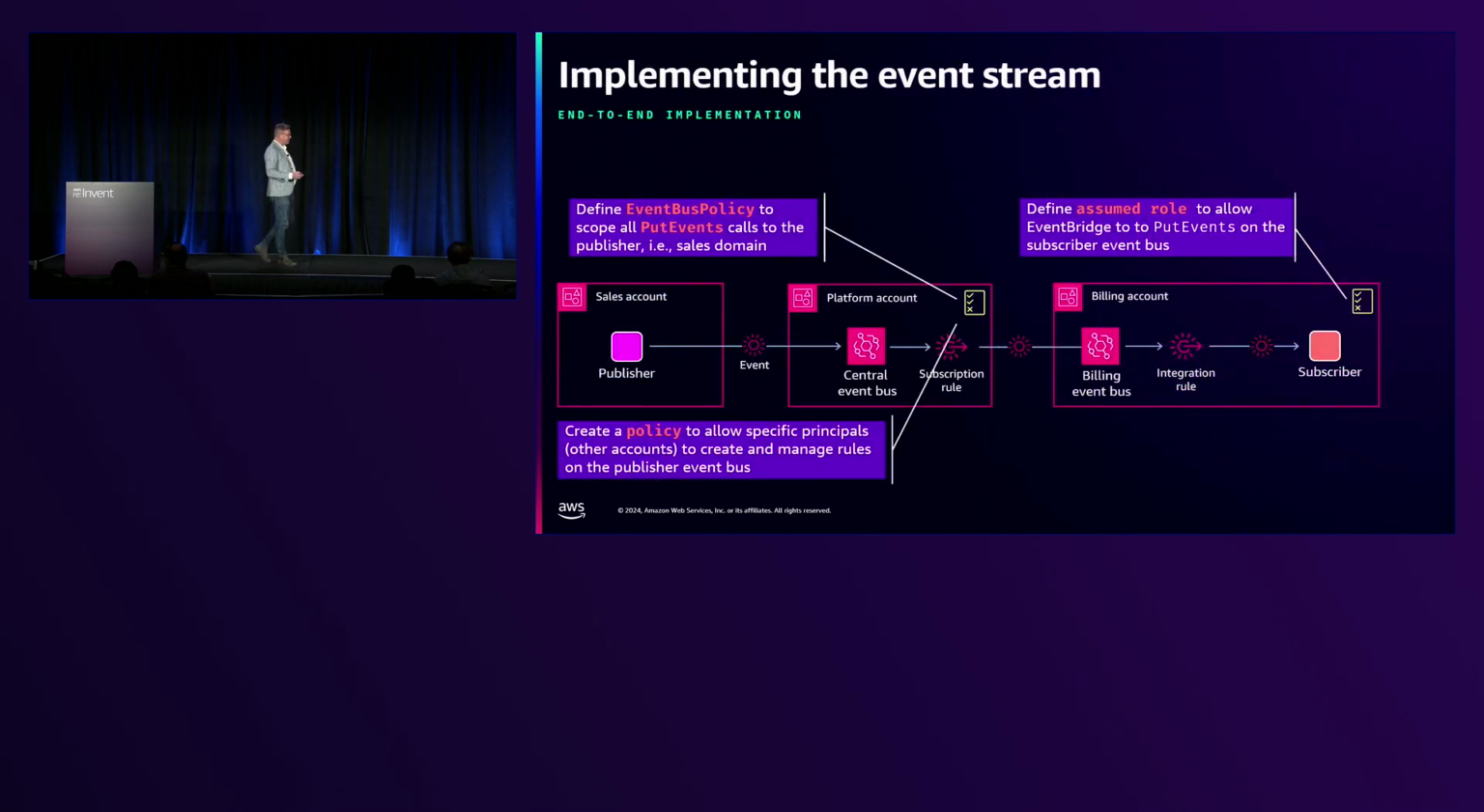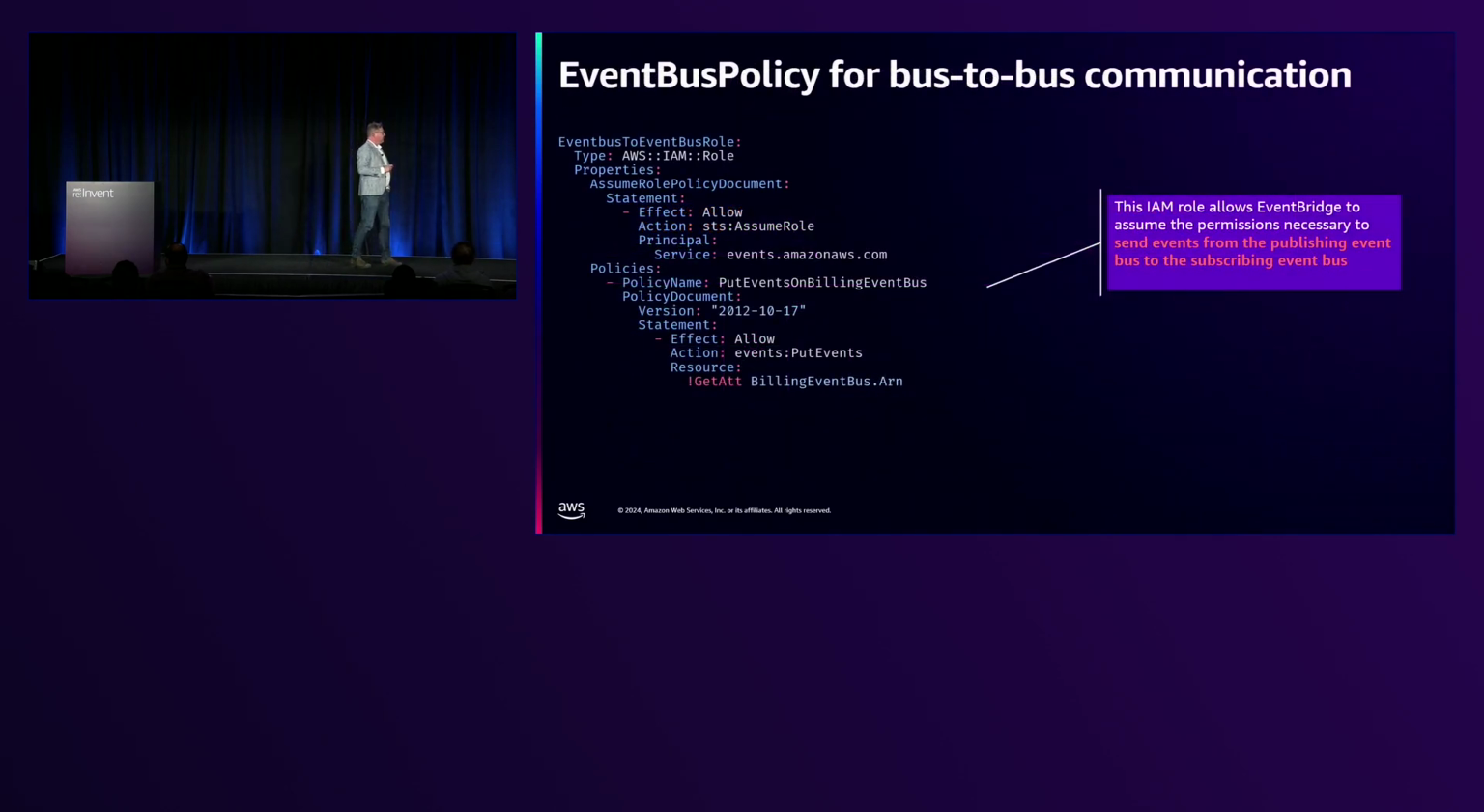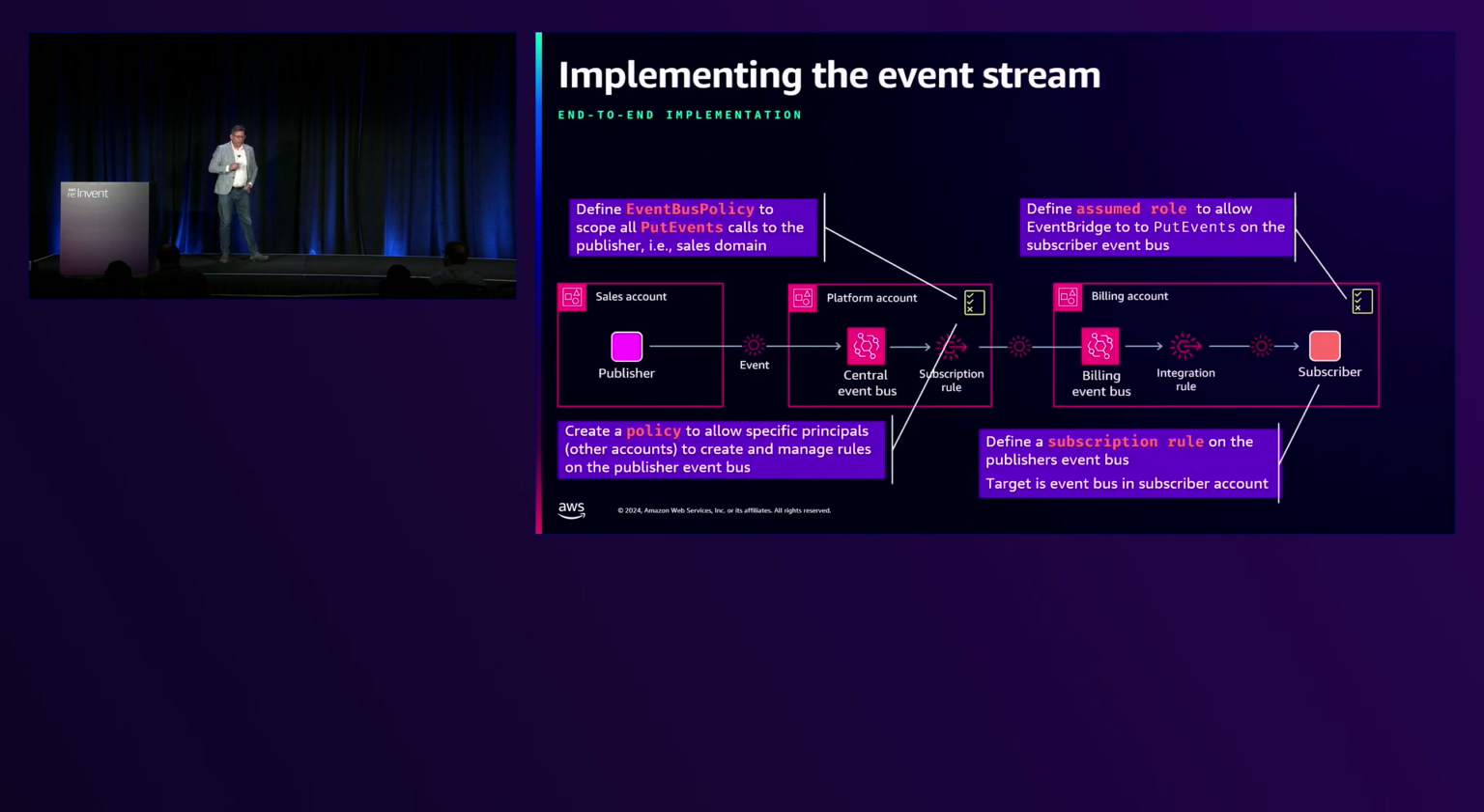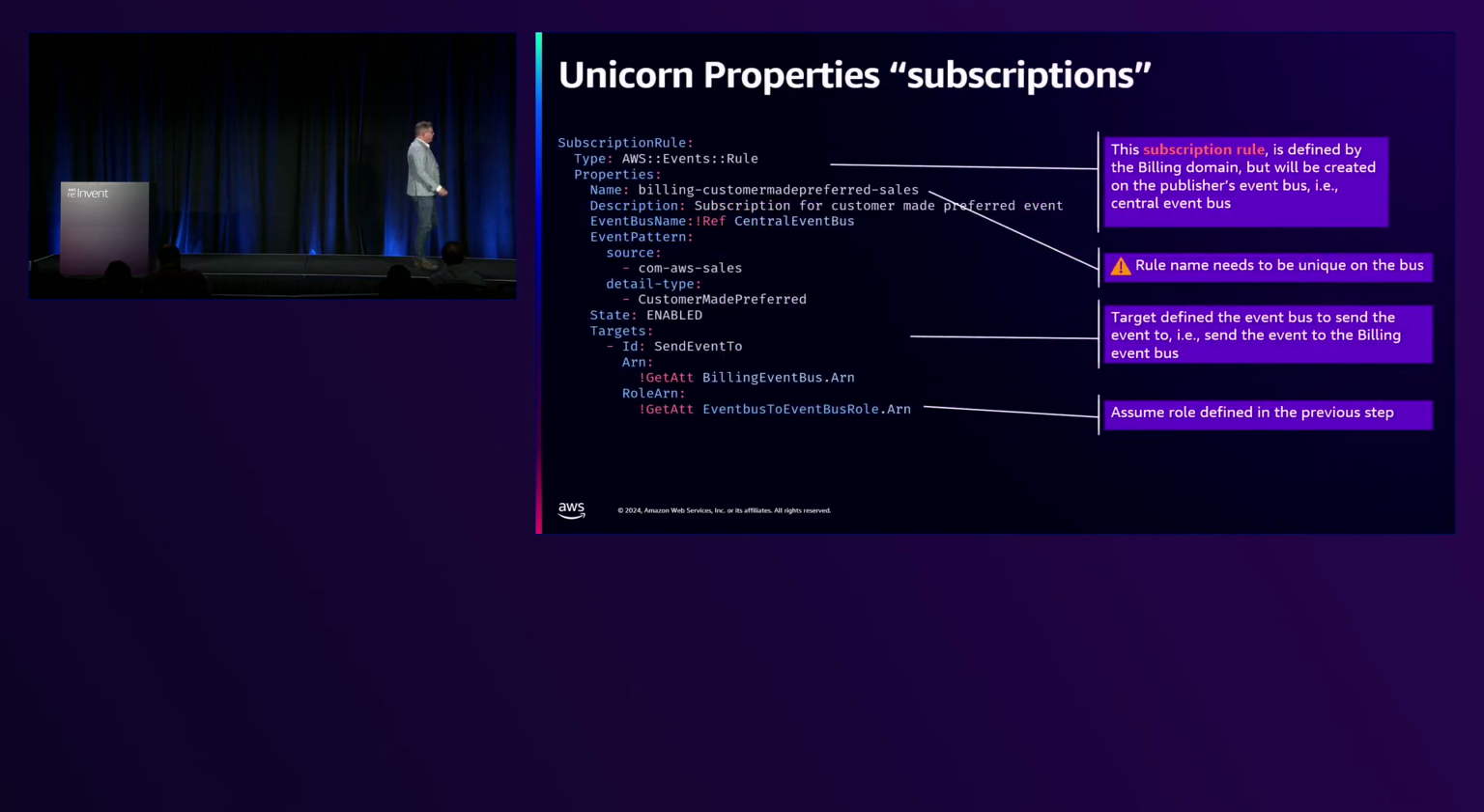The third piece of the puzzle, as I mentioned before, is I need to allow EventBridge to send events to the event bus in the receiving account. Now, this policy only actually needs to be defined once, so that's pretty handy. But it allows EventBridge to do the cross-account event delivery. And finally, we have the subscription rule. This is defined by the application teams that effectively determine how that event is going to be processed. And that looks a little bit like this.